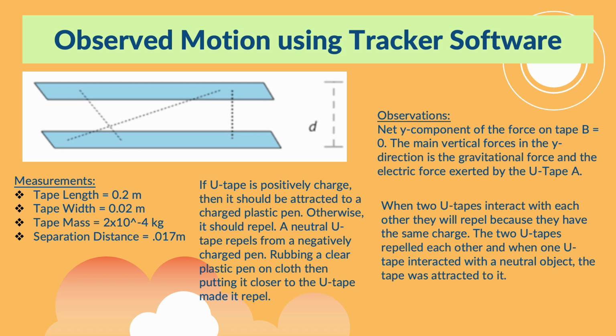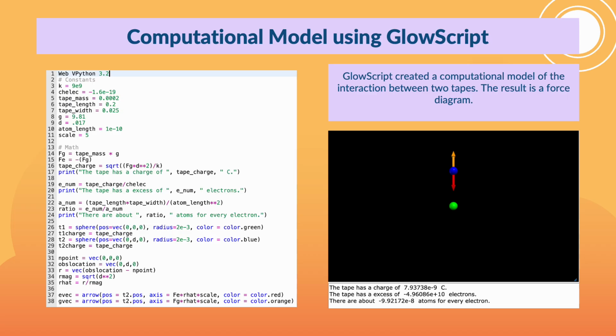A neutral U-tape repels from a negatively charged pen. Rubbing a clear plastic pen on cloth, then putting it closer to the U-tape makes it repel. Then the net Y component of the force on tape B equals 0. The main vertical forces in the Y direction affecting the tape are the gravitational force and the electric force exerted by U-tape A. When two U-tapes interact with each other, they will repel because they have the same charge. The two U-tapes repelled each other, and when one U-tape interacted with a neutral object, the tape was attracted to it. Now, with our data, we can create a computational model using GoScript.